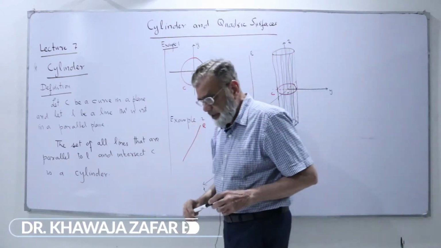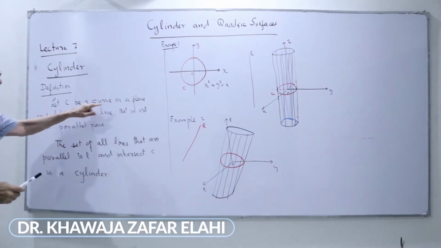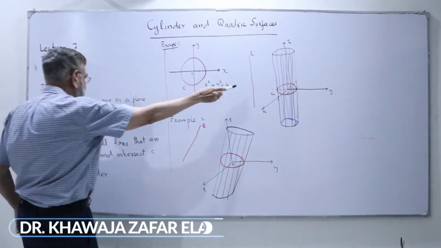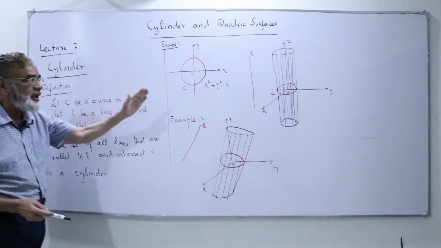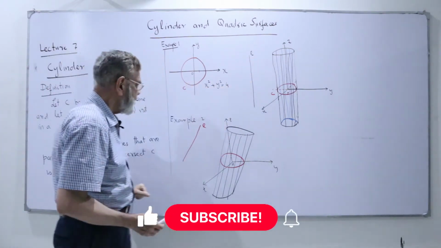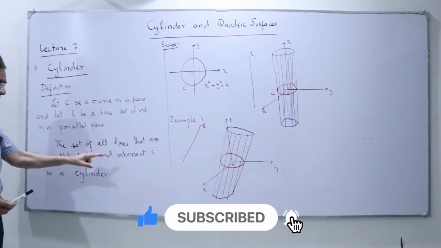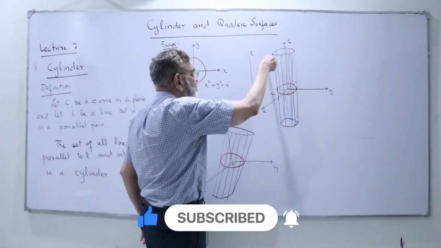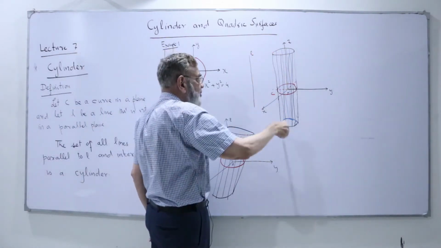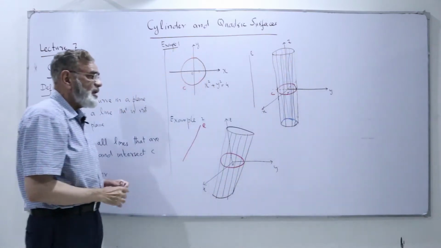I'll give you the definition of a cylinder. We have a curve C in a plane, and let L be a line. This line is not in the parallel plane. This was the XY plane; the line is not in the parallel plane, it's parallel to the Z axis. Then the set of all lines that are parallel to line L and intersect C is a cylinder. So we have these lines, they are parallel to this line L, and these lines that constitute it are known as a cylinder.